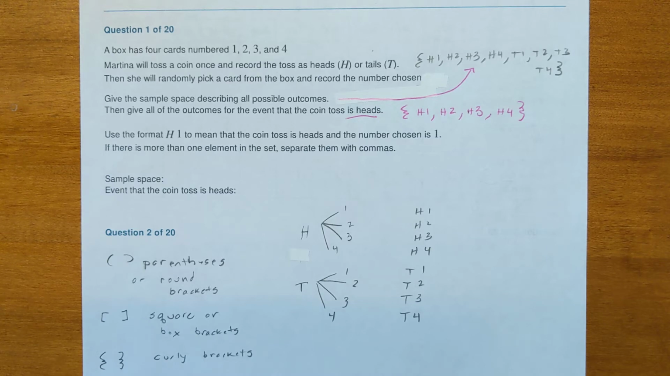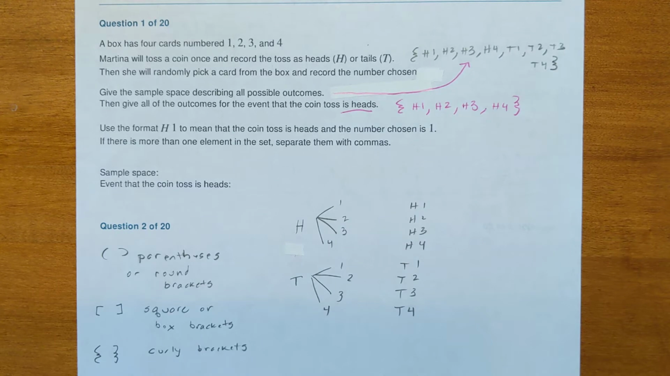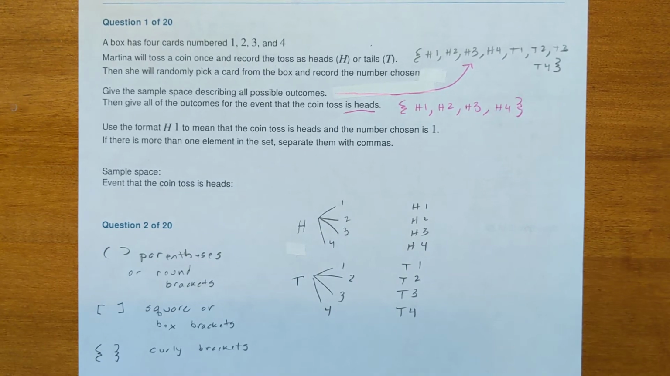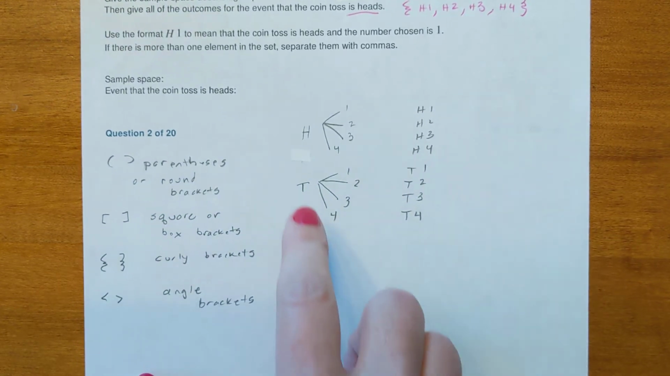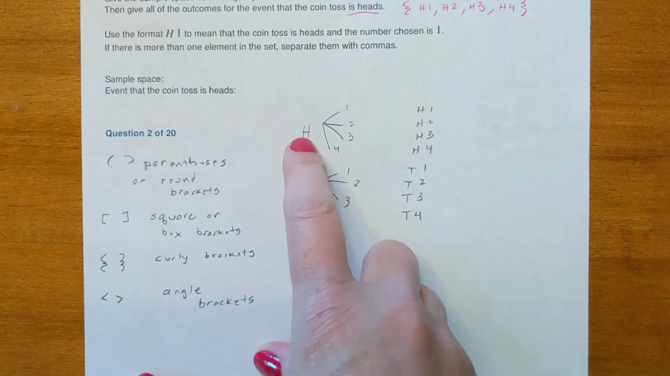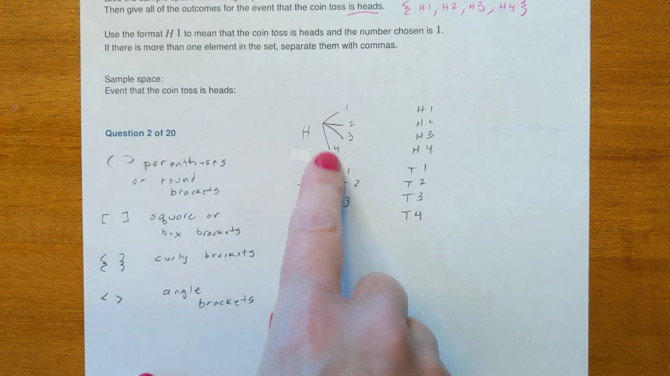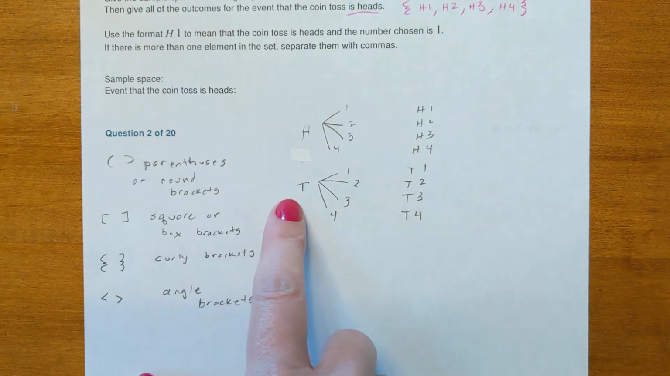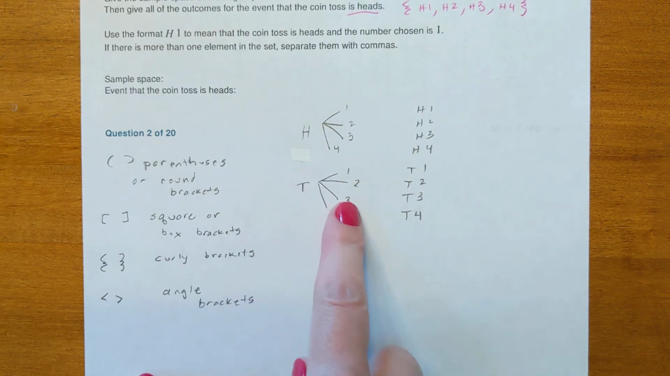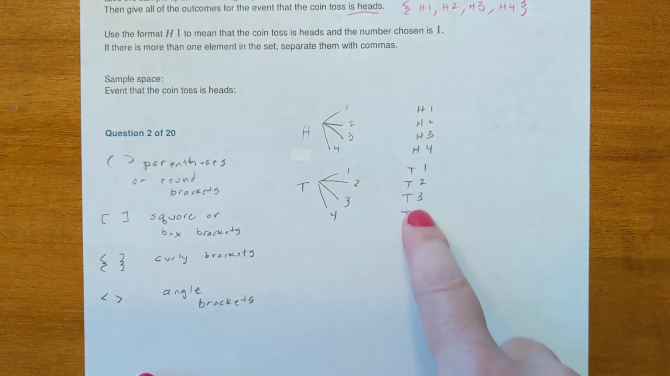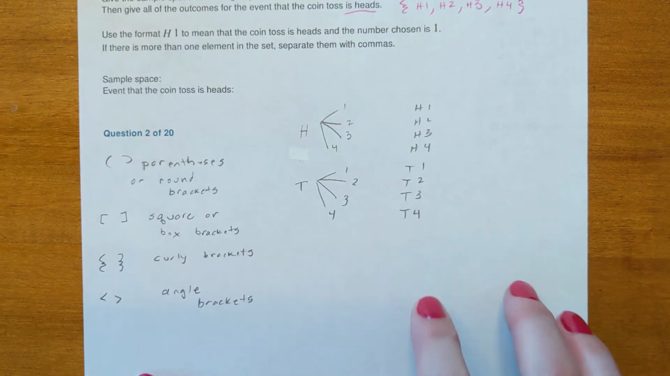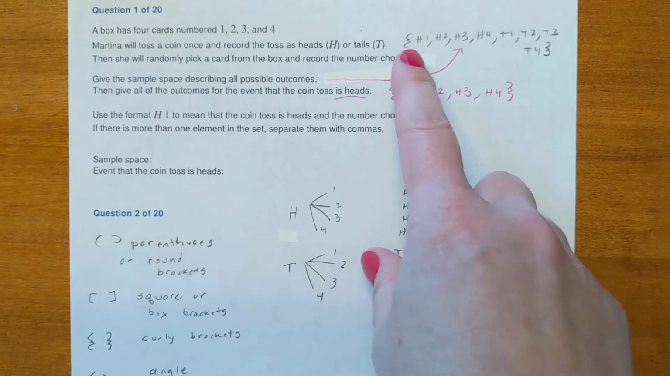Then give all the outcomes of the event that the coin is tossed heads. So I made a tree diagram down here of it, which is kind of fun. So we could have heads and then 1, heads and 2, heads and 3, or heads and 4. Likewise with tails, tails and 1, tails and 2, tails and 3, and tails and 4, for a total number of outcomes of 8, which I used curly brackets, they're called.